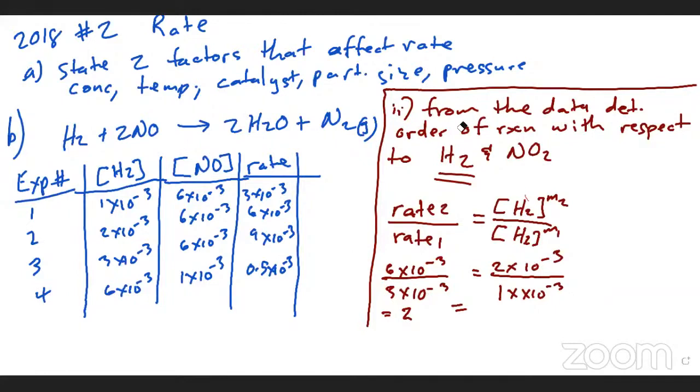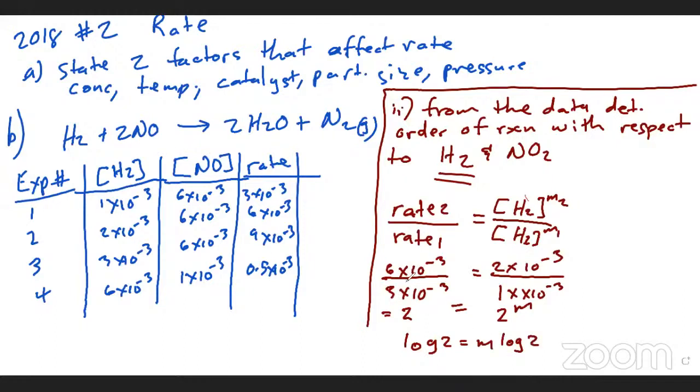All right, so this will give you 2 to the M. When you get to this part, it's a log. So all you will say is 2 is equal to 2 to the M, where M is the order of the reaction. This is a bit much. I'm not sure how they did it because I didn't do logs. But what you will say is log 2 is equal to M log 2.